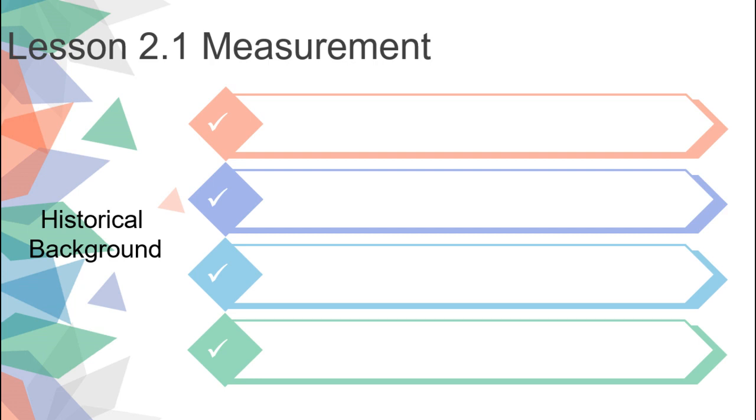But before that, let's dig into some of the events that contributed to the development of measurement throughout the years. So let's have a short historical background of measurement. Measurement is essential in science. When we say essential, there is no way science would become science without measurement.